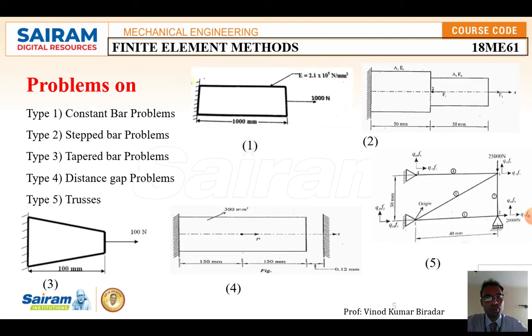Now coming to the problem section. In module 2 you have 5 different types of problems. Look at here, type 1 is constant bar problems, type 2 is stepped bar problems, and type 3 is tapered bar problems. It is also called cross section varying.